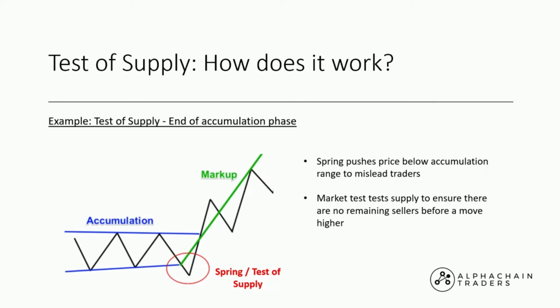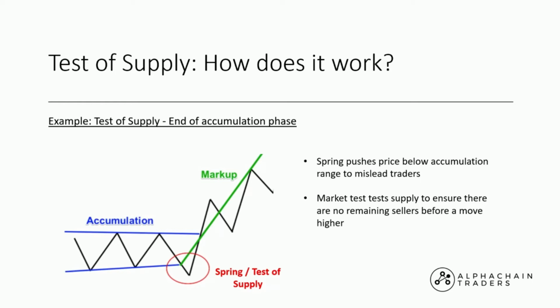Let's now look at a test of supply. At the end of the accumulation phase, the larger players create a spring, pushing price below the accumulation range to mislead retail traders who believe lower prices and a lower low is imminent. If the market recovers, the larger players will then perform a test of supply, where they will test the supply for the very last time.